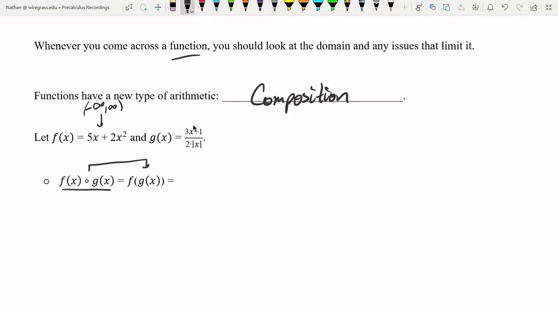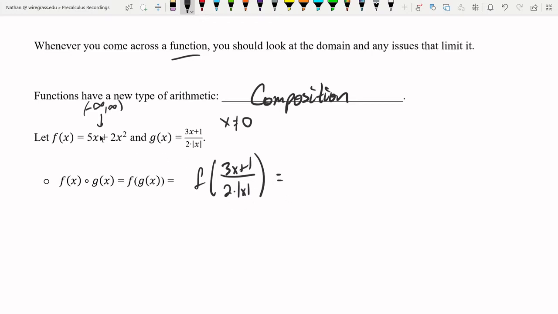And for a division, we cannot have x equal to 0. So we know it's going to be everything in the domain for g of x except for x equal to 0. Okay, now let's go ahead and plug this thing in and see what happens. So we're going to take g of x, because it's on the inside, we're going to plug this function into the other function. So we're going to have f of 3x plus 1 over 2 times the absolute value of x.